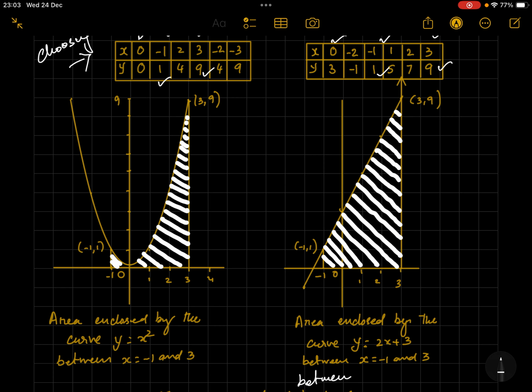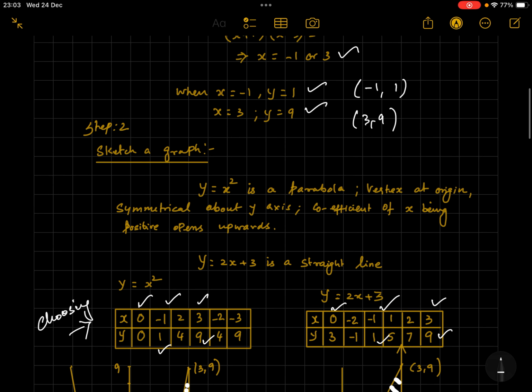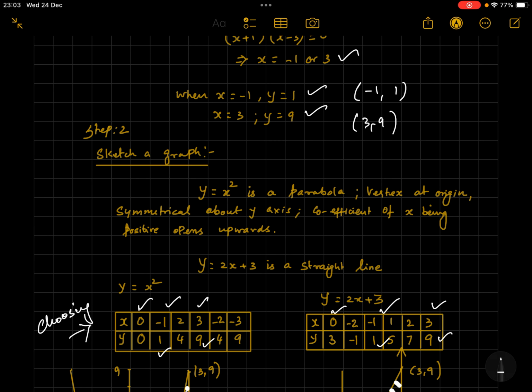So what is the area enclosed by these curves? Now let's talk about the limits. See, the points of intersection are the limits for our integral. What are the points of intersection? Minus 1, 1 and 3, 9. But we will take only the x coordinate and set it as the limit of the integration. Y we will see in the next step.